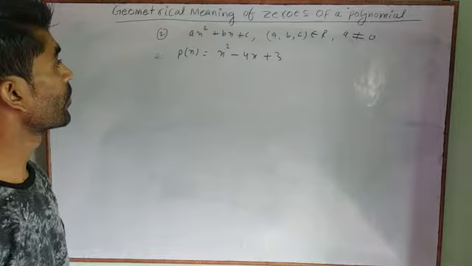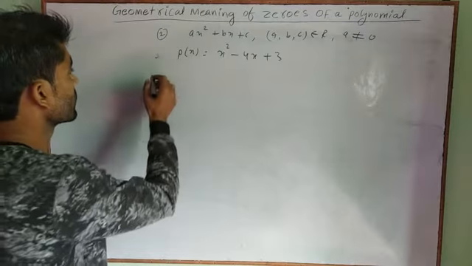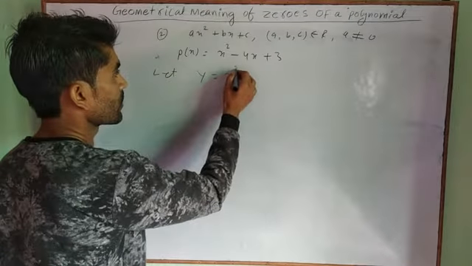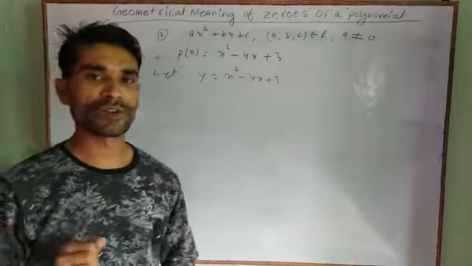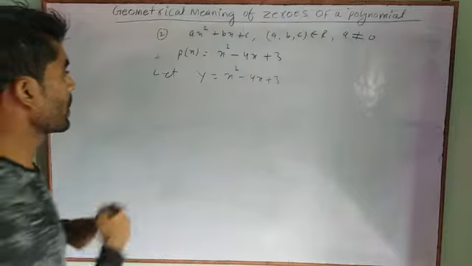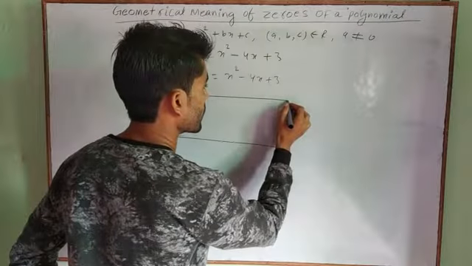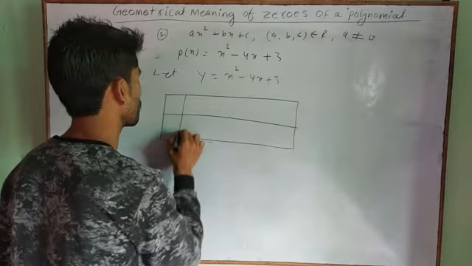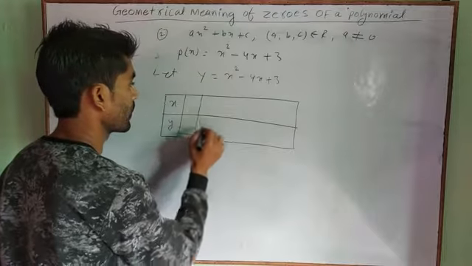So what we will do here is let y is equal to x square minus 4x plus 3, right? Now we'll find three values of x and three values of y. What we'll do is we can choose x value so that we can get y value, right?